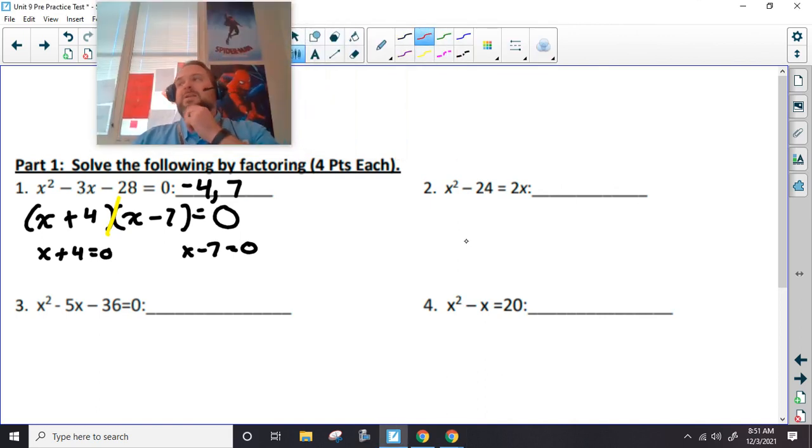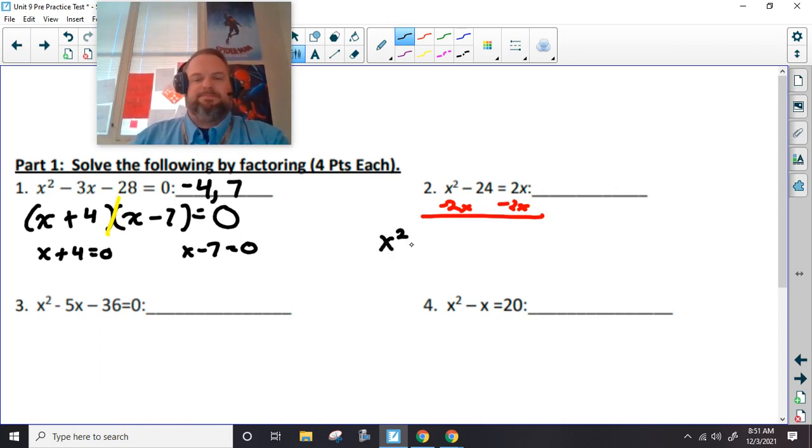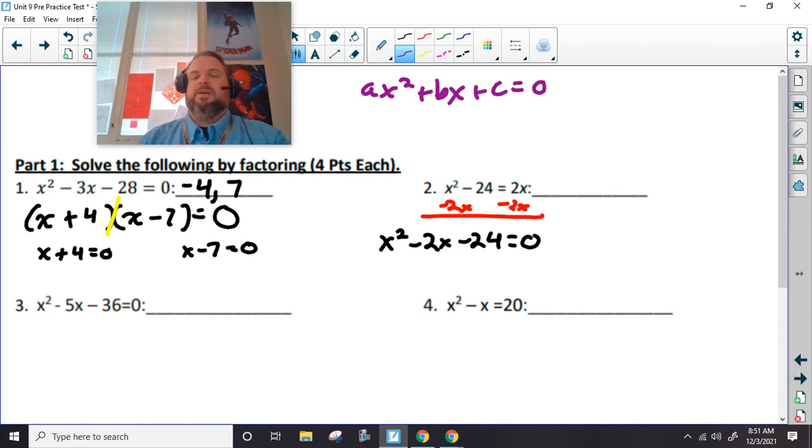All right. Number 2. What's the first thing we need to do? Yeah, we got to subtract that 2x from both sides. So we end up with x squared minus 2x minus 24 equals 0. And we put it in this form because we're always looking for this form. That's our quadratic form.